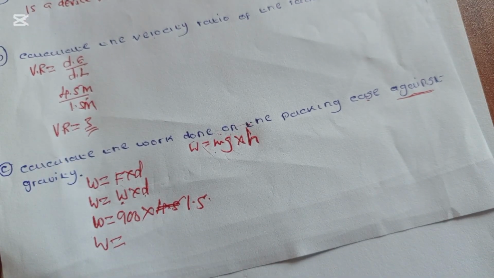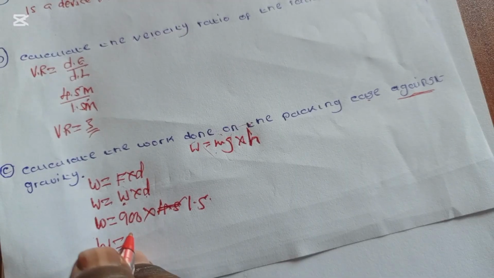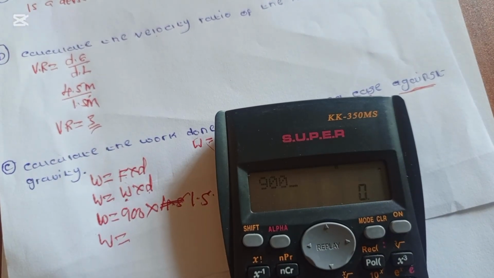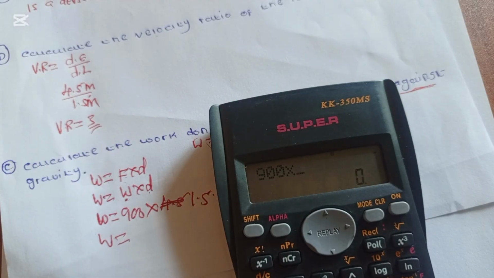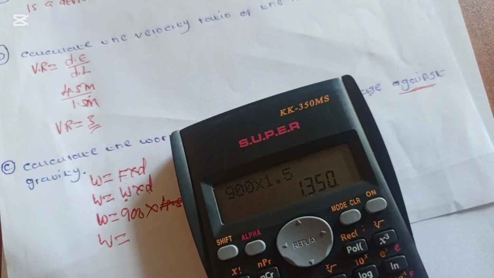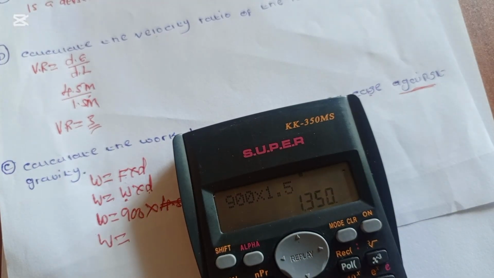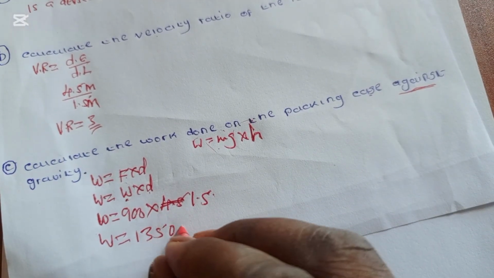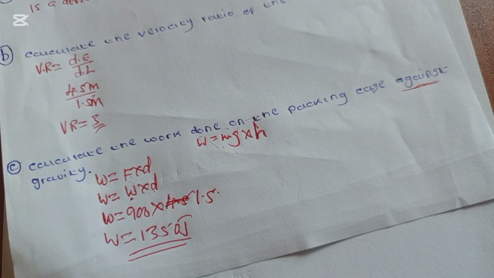So since we're finding work done against gravity, you multiply now. You say 900 times 1.5. So the answer is 1,350. So 1,350 joules. This will be our work done against gravity.